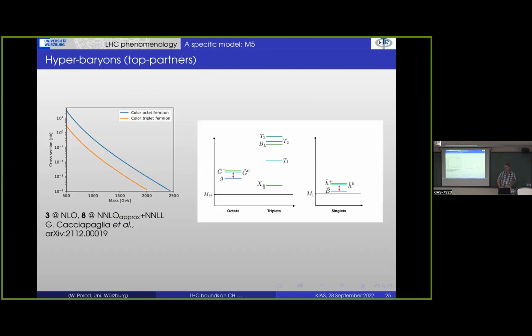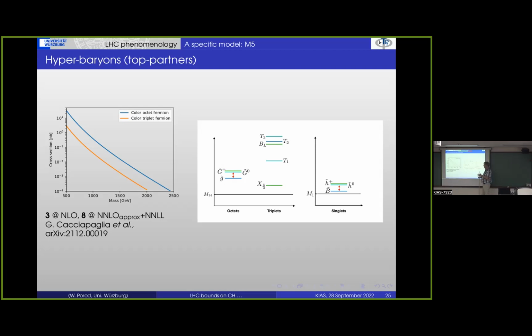Yes? So these color octets, are they composite? They're composite, yes. Is there any reason why they are significantly lighter than the composite fermion? No. This color octet is a composite fermion. So I'm talking about the T3, T2, T1. These ones here? Yeah. They're all composite fermions. So my question is why this color octet is lighter than.